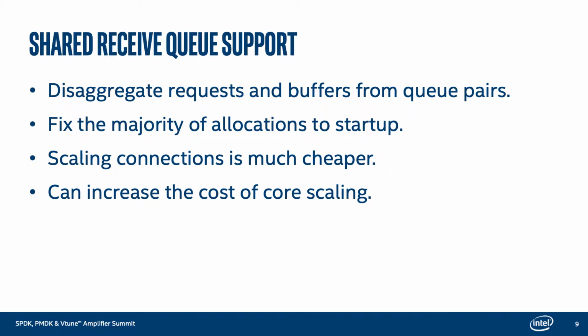Since you know the size of the receive queue at startup, it allows you to allocate all of those buffers and requests at the beginning of time, so you don't have to worry about making those allocations at runtime. It makes scaling connections much cheaper while still allowing you to have the same burst I/O depth for a specific connection.